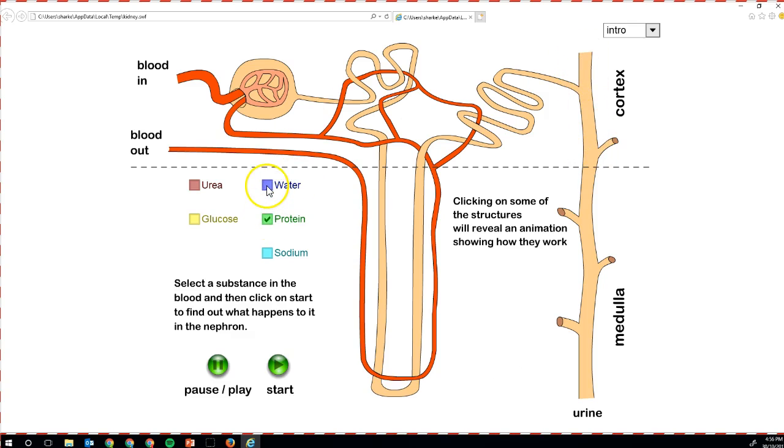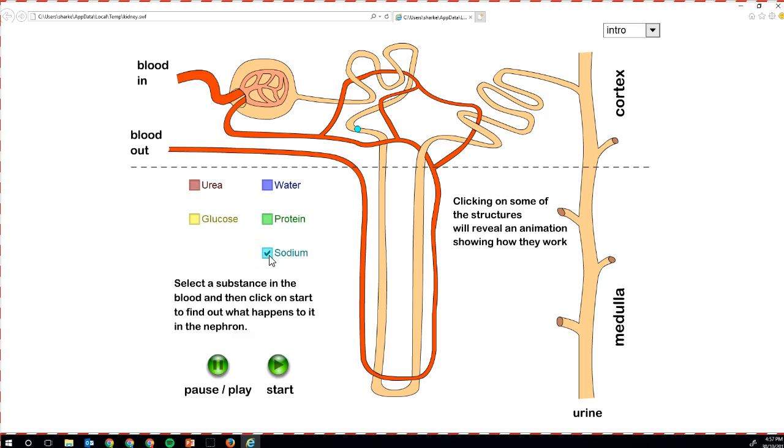So let's have a look at protein, for example. Protein, being such a large molecule, isn't actually filtered. So you'll notice that it doesn't actually go from the glomerulus into the Bowman's capsule. It just stays in the capillary network to be not even reabsorbed, but just absorbed back into the system, because protein is not a waste product.